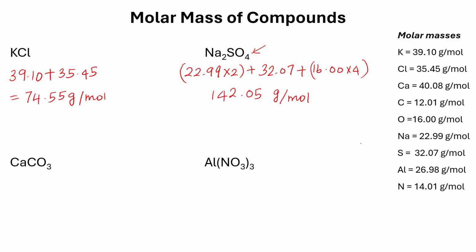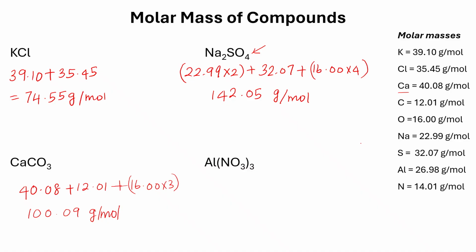Next one is calcium carbonate. Calcium has a mass of 40.08, and you have carbon in there, which is 12.01, and oxygen, there are 3 oxygens, so you have to multiply 16 by 3 to get the total mass of oxygen, which gives you a total of 100.09 grams per mole.